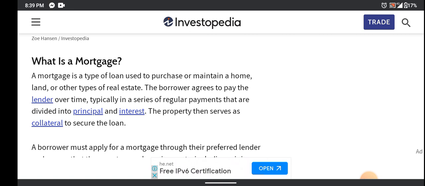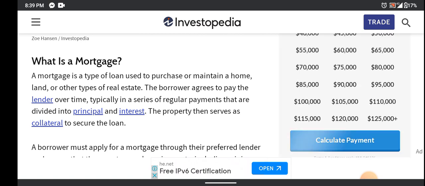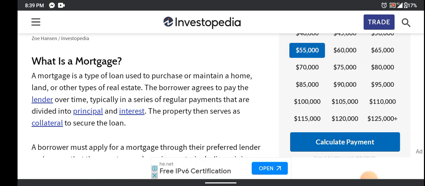types of real estate. The borrower agrees to pay the lender over time, typically in a series of regular payments that are divided into principal and interest. The property then serves as collateral to secure the loan.